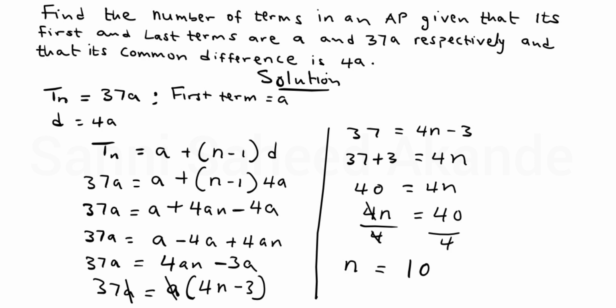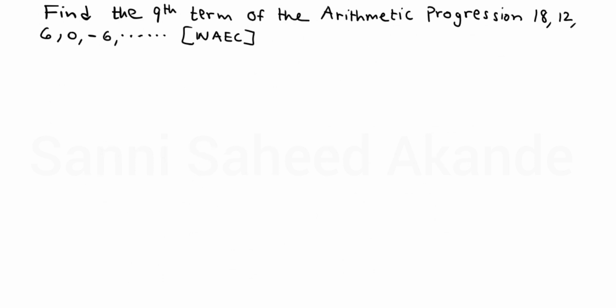Alright, so let's continue. This question says find the 9th term of the arithmetic progression 18, 12, 6, 0, minus 6, and so on. Solution. Okay, so here we are given the arithmetic progression as you can see it on the screen: 18, 12, 6, 0, and minus 6. From this arithmetic progression, our a, the first term, is 18. So a is equal to 18.